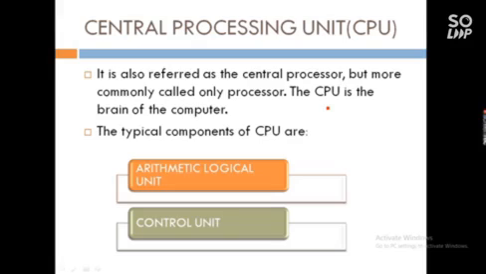Now this is the central processing unit, which we have studied. We have 2 parts, the arithmetic logical unit and the control unit. Now what is the CPU? Basically, as we know, the CPU is the brain of the computer. It is also referred to as the central processor, but more commonly called the microprocessor.